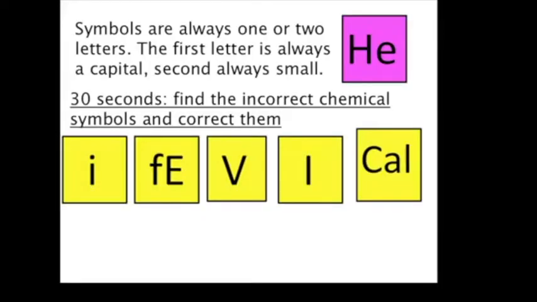Little exercise for you. If you've got a pen and paper, that'd be handy. If you haven't, then you can just do it in your head. All the symbols in the periodic table and all chemical symbols are always just one letter or two letters. And the first one is always capital and the second one is always small. So I'll just give you 30 seconds. Decide which one of these symbols you think are incorrect and then correct them, please.